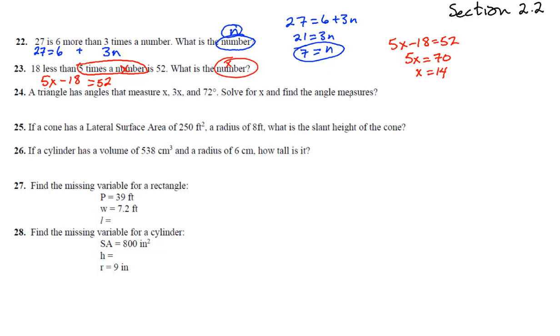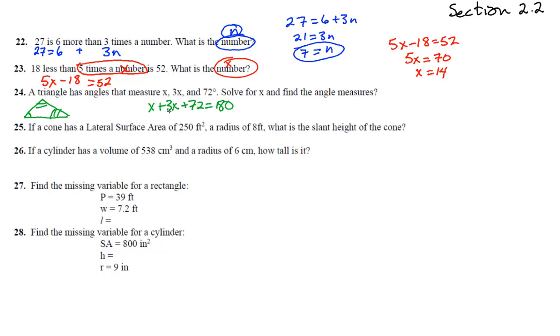Number 24. A triangle has angles that measure x, 3x, and 72 degrees. Solve for x and find the angle measures. Ooh, what does a triangle do? Now this is a shape and it has a formula. The three angles of a triangle have to add up to 180. And that gives us our equation, that x plus 3x plus 72 equals 180. That's the equation that we're going to need to use.